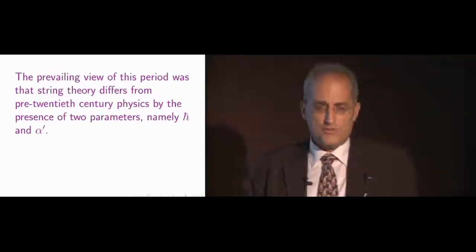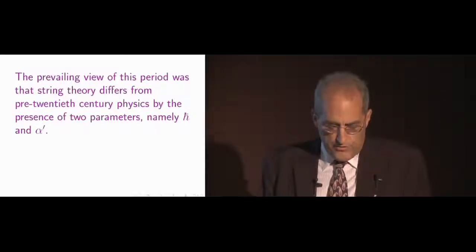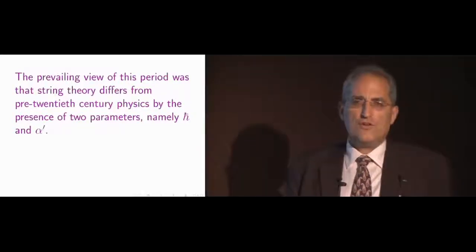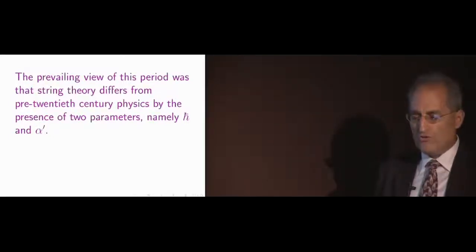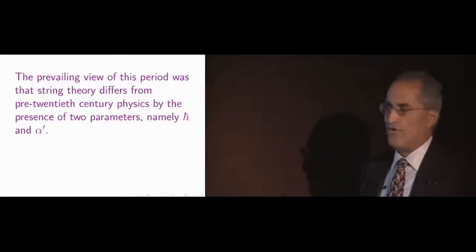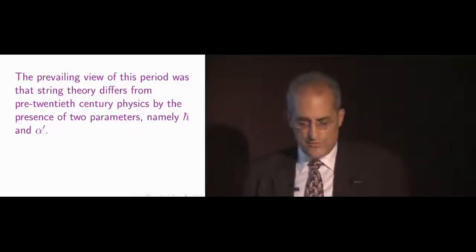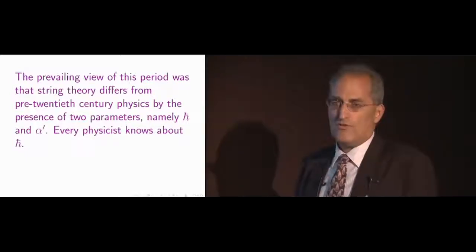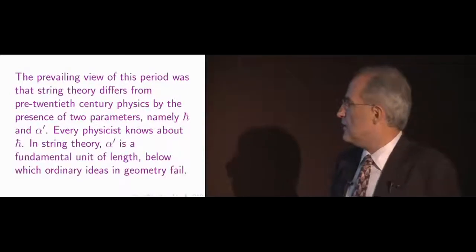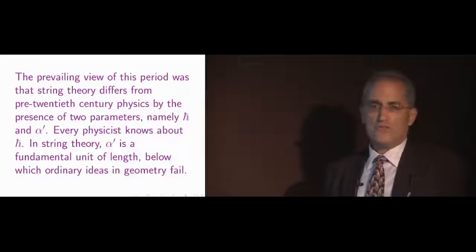Now, the prevailing view at the time was that string theory differs from pre-20th century physics because of the role of two parameters. One of them is Planck's constant h bar, and the other one is usually called alpha prime. Now, every physicist knows about h bar. That doesn't depend on string theory. Alpha prime is what's new in string theory.